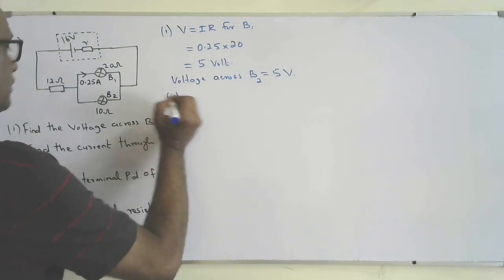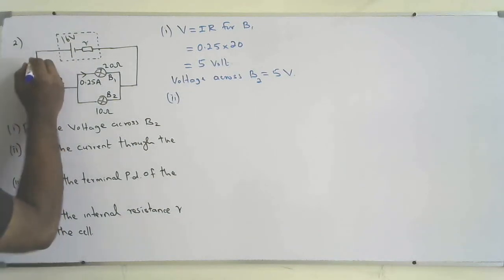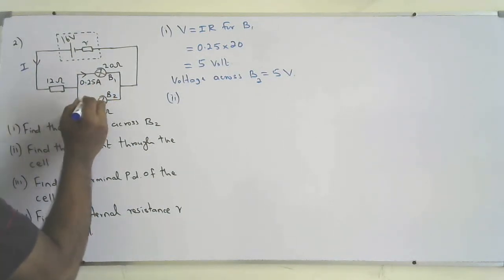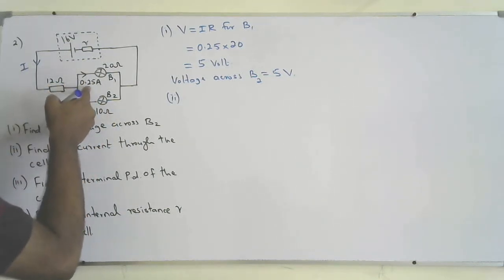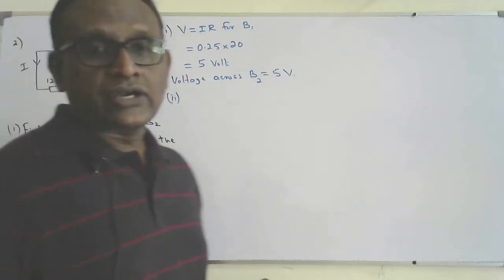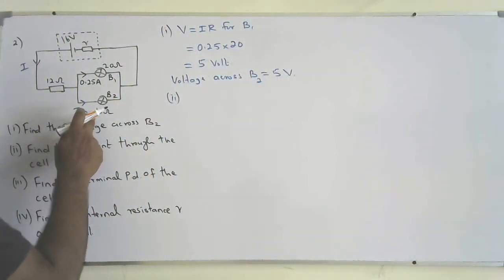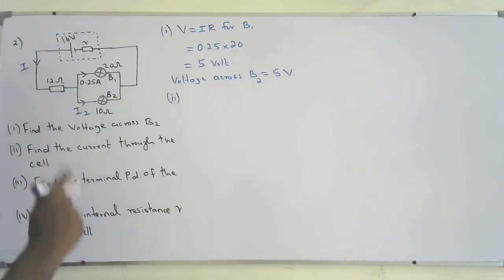Second part, find the current through the cell. If I take I as the current through the cell, here through this is 0.25, and through this I can say I2. So I is equal to 0.25 plus I2 according to Kirchhoff's first law. So I need to find I2. If I find I2, then I is equal to I2 plus 0.25.